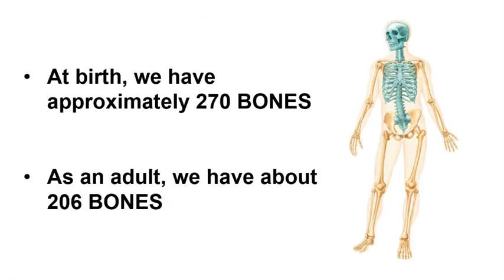So at birth, we have approximately 270 bones, and as an adult, we have around 206 bones. So where is it that these 64 bones go to? It turns out that as we age, the bones will fuse together. That is, several adjacent or nearby bones will fuse together into a single piece of bone.